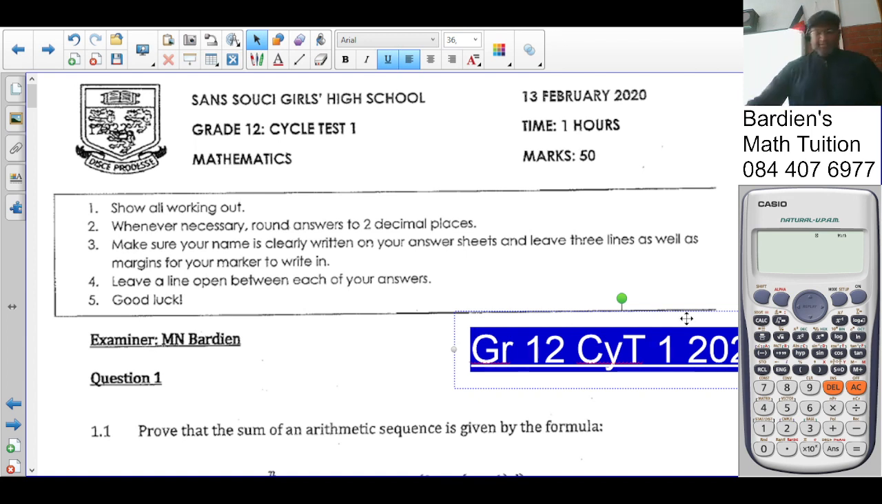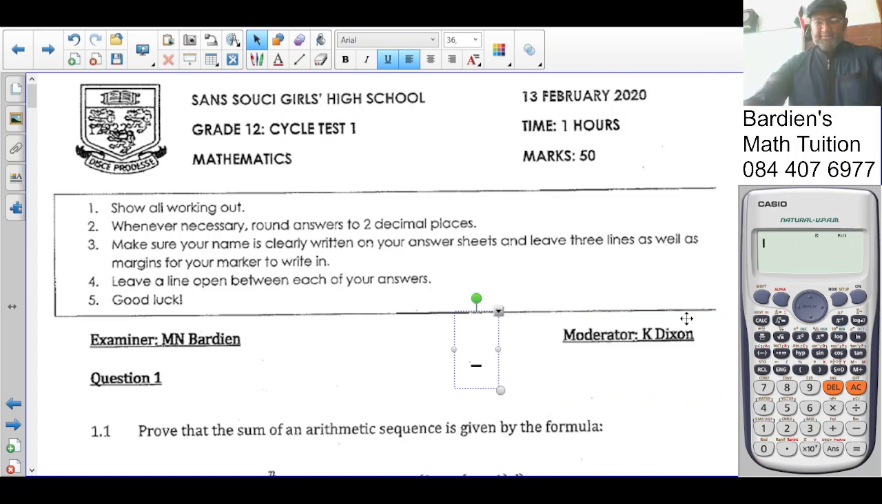Okay, this thing is not charging, so I just hope it doesn't switch off while we're teaching. We're still busy with the paper.